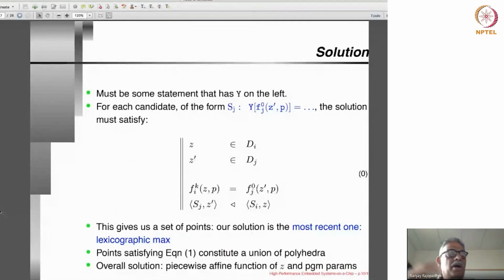So remember when I was thinking of polyhedra and when I told you about sets, parameters are just extra dimensions. So the overall solution of this is going to be a piecewise affine function of z and the program parameters. That's the main takeaway.